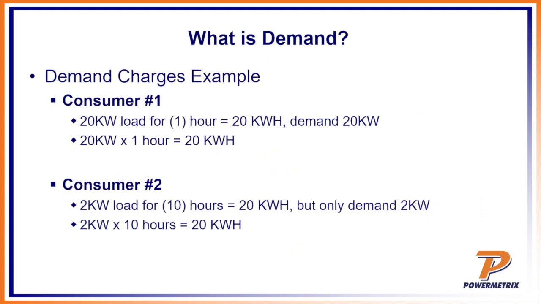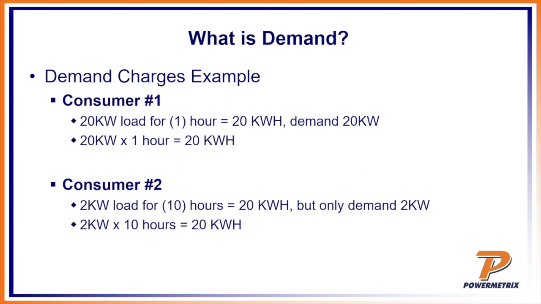So let's go through an example of the charges a customer would have. Let's think about consumer number 1. They've got a 20 kW load and they consume that for an hour. So that means they used up 20 kilowatt hours. And consequently, that is the same for demand, right? They use 20 kW in that 1 hour period. So 20 kW times 1 hour is 20 kW. It's pretty easy to figure that demand up, right?